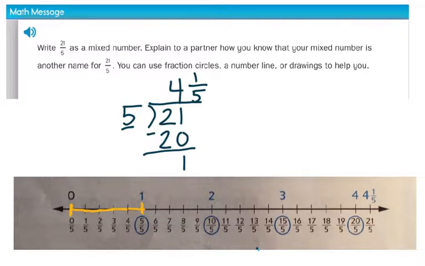Let me show you this next one. 1, 2, 3, 4, 5. It still stays fifths. So 4 and 1/5, remember, is the same thing as 21 fifths. So here would be my 21 fifths, which would be the same as 4 and 1/5.